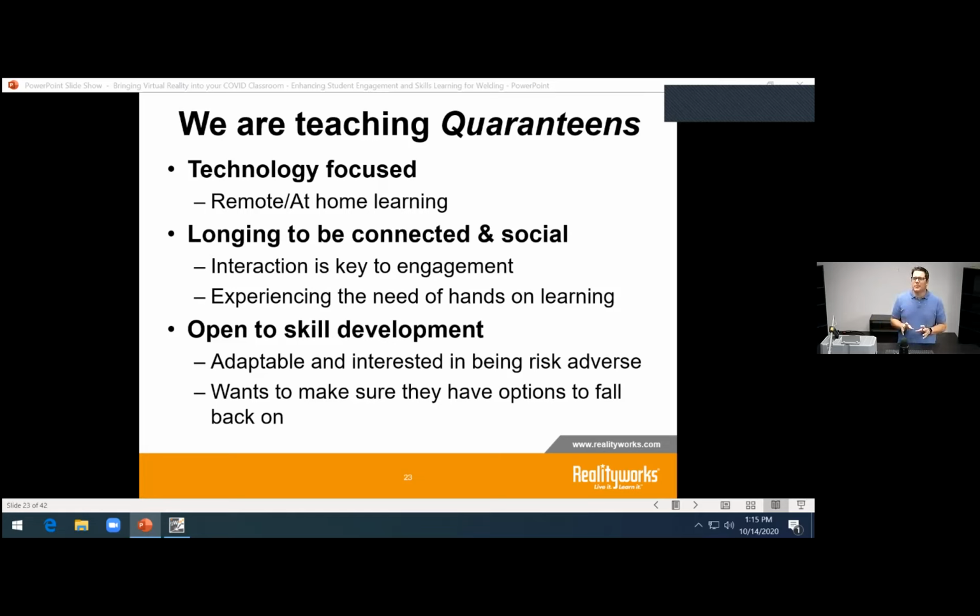They want to be able to understand and work with their hands with different skills, being skilled up because of this, seeing how COVID has made it where some people are considered needed workers and some are not. Okay, how do I make sure I have skills? Welding is one of those that kept on going. We kept on building things of that nature. So that is one of those places that students can be helped.